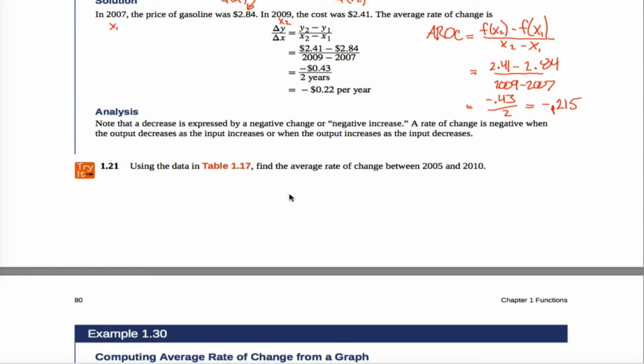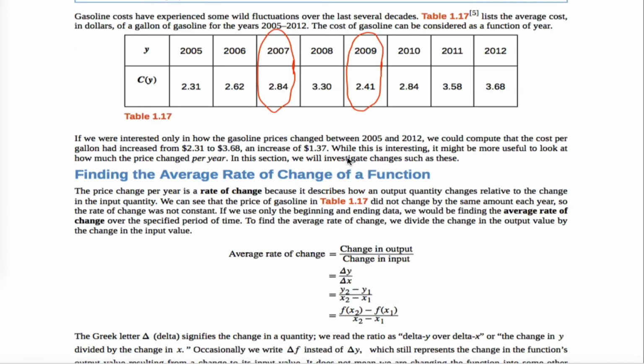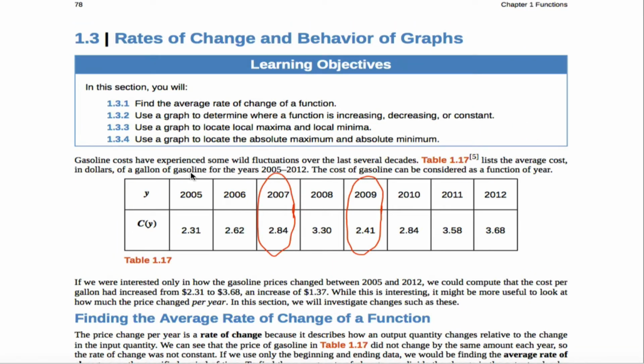All right, here's Try It 1.21 from OpenStax PreCalculus. In this problem, I'm asked to find the average rate of change, like I'll be doing a lot in this section, but this time between 2005 and 2010. So I'll go back up here to refer to this table, and 2005 is here, and 2010 is here.